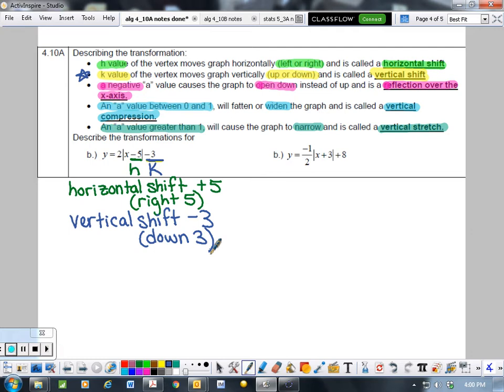Now we're going to our A value. Our A value is right here, and that's 2, and 2 is actually greater than 1. Since 2 is greater than 1, it's going to be a vertical stretch of 2. And that's how we describe what's happening to that graph.